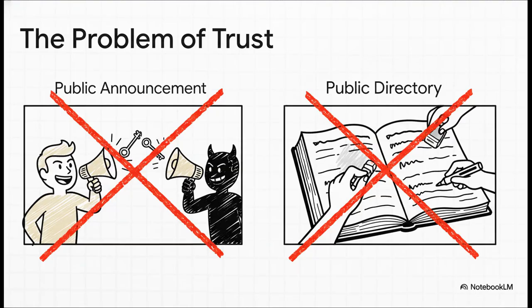Yeah, the early ideas were pretty flawed. First, people could just announce their public keys. But that was way too easy to forge. The next idea was a trusted public directory, kind of like a phone book for keys. But what if an attacker could just hack the phone book itself? We needed a much more robust system for verifying who's who.